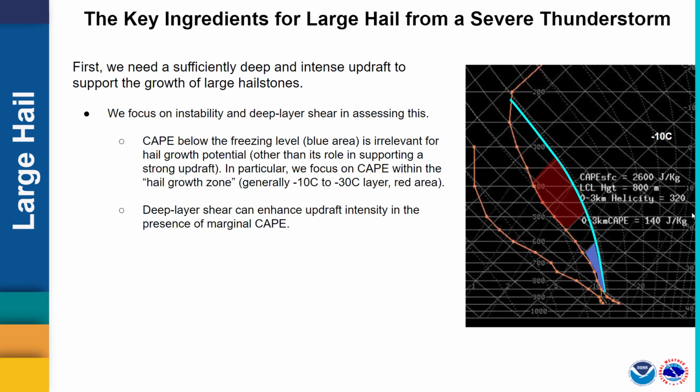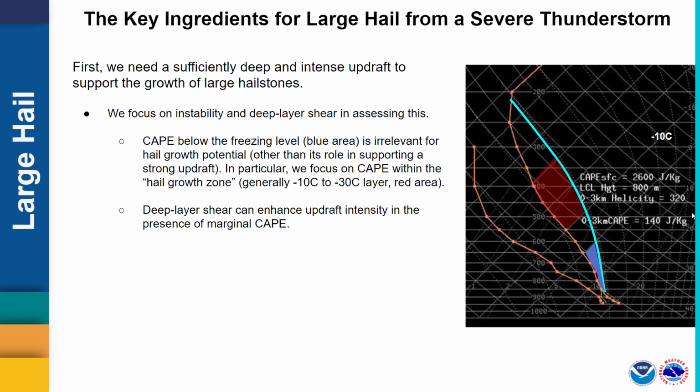So let's look at the key ingredients for large hail. First, we need a sufficiently deep and intense updraft to support the growth of large hailstones. We tend to look at instability and deep layer shear to assess this. CAPE that exists below the freezing level, which is shown as the blue shaded area, is generally irrelevant for hail growth potential because we're below the freezing level.